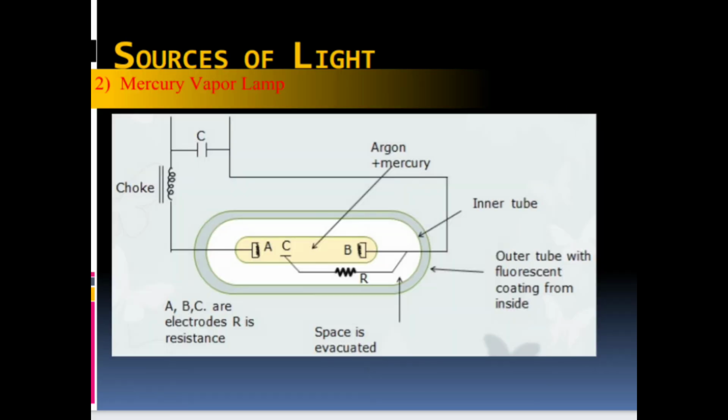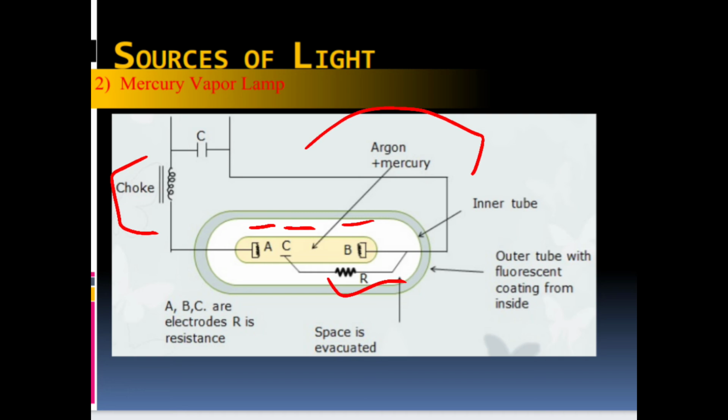Then second source of light is mercury vapor lamp. Here see the mercury vapor lamp diagram. First is the choke, then argon and mercury also in this. Then inner tube, outer tube with fluorescent coating from inside. Space is evacuated. A, B, C are the electrodes and R is the resistance. So this is the mercury vapor lamp.